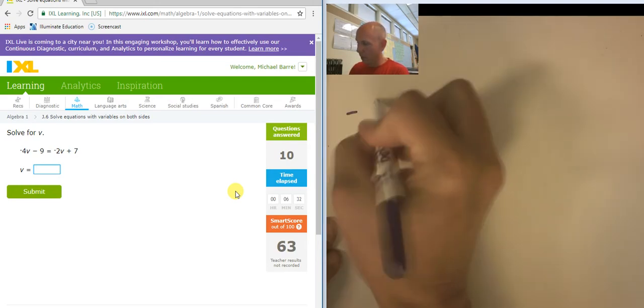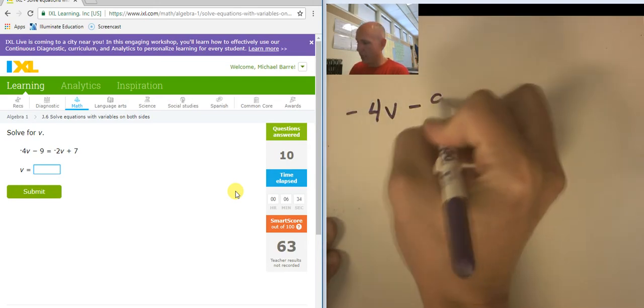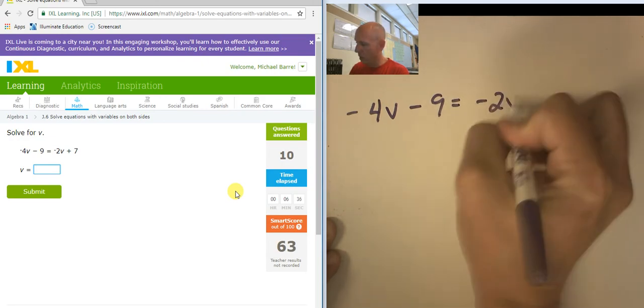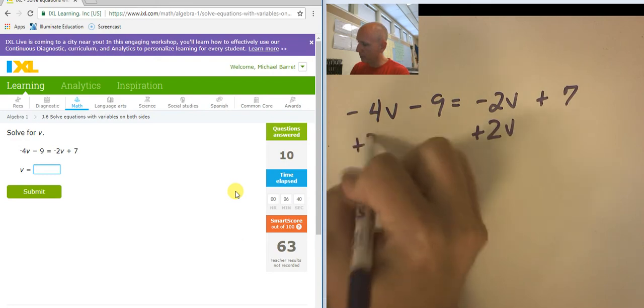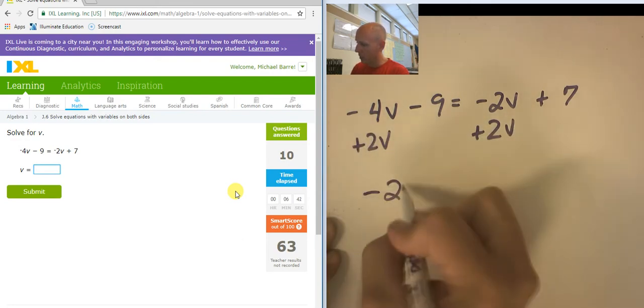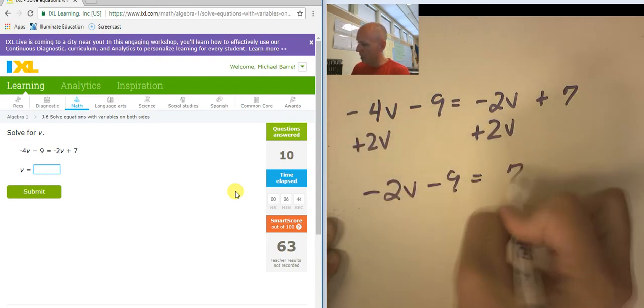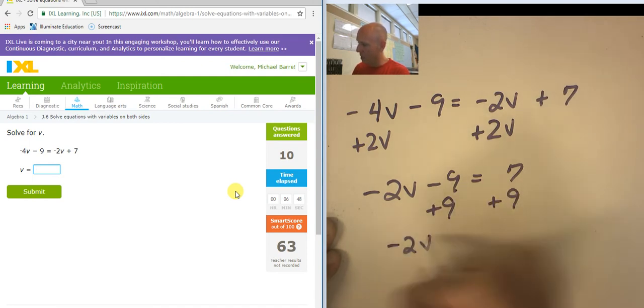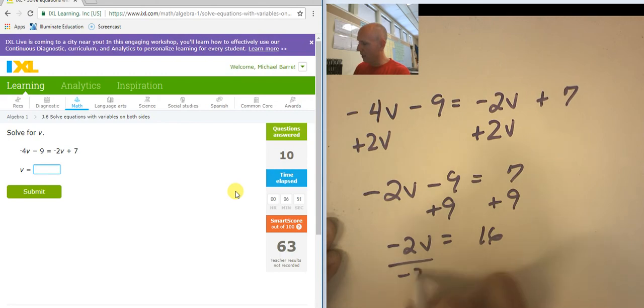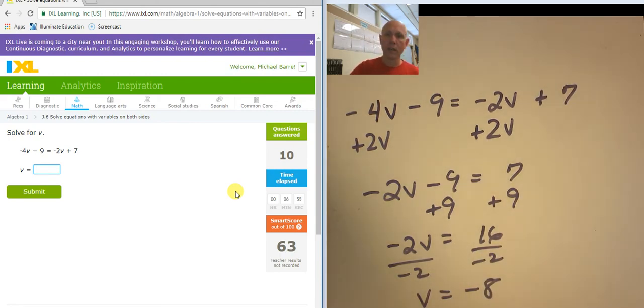Okay, negative 4v minus 9 equals negative 2v plus 7. I'm going to add 2v to both sides. That's going to give me negative 2v minus 9 equals 7. Now I'm going to add 9 to both sides. So negative 2v equals 16. And then divide both sides by negative 2, so v equals negative 8.